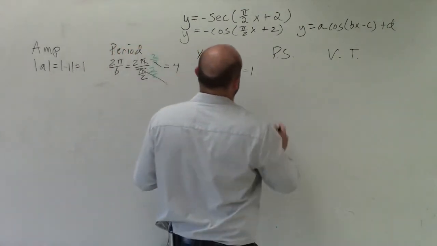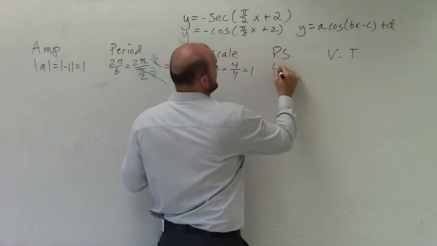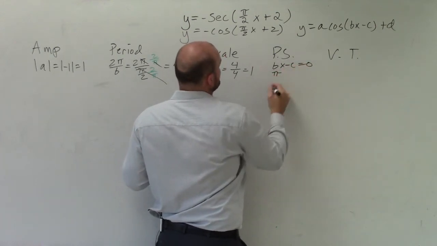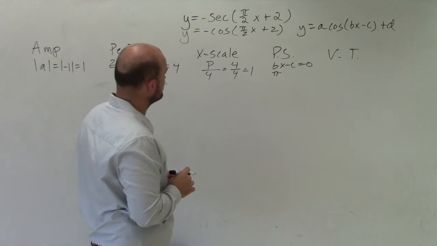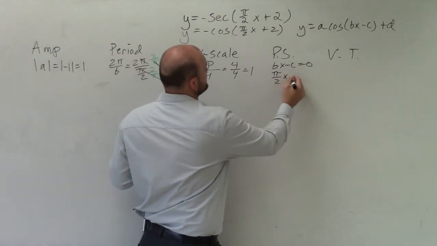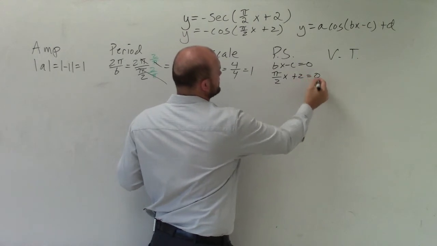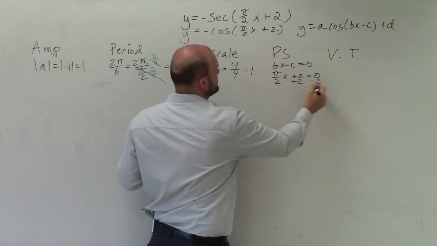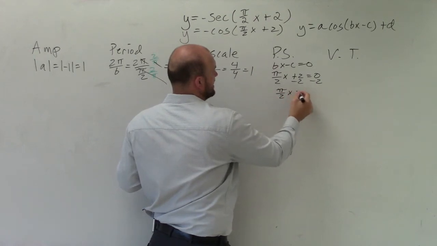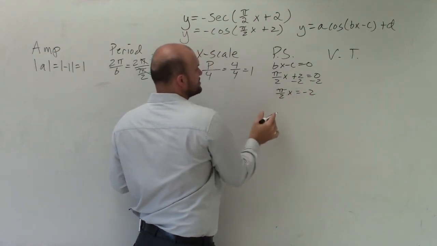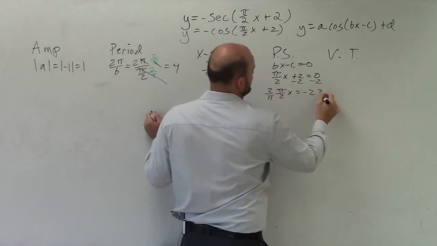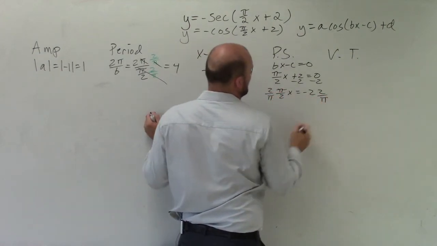So to determine the phase shift, all we simply do is take whatever's inside of our parenthesis and set it equal to 0. So in this case, we have pi halves x plus 2 equals 0. So I subtract 2, pi halves x equals -2, and then just simply multiply by the reciprocal, which would be 2 over pi.